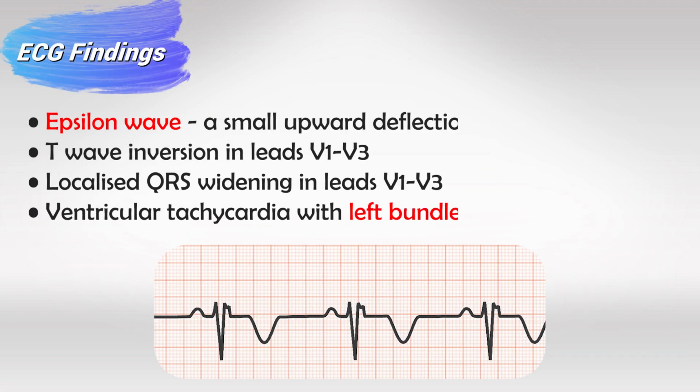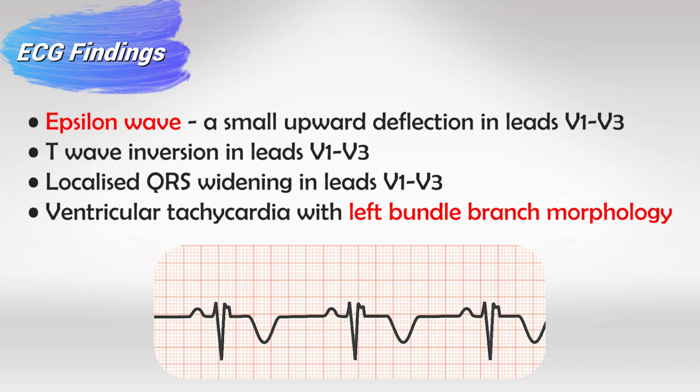In the ECG, you will see the characteristic epsilon wave, T-wave inversion, some localized widening of the QRS complexes, and ventricular tachycardia.